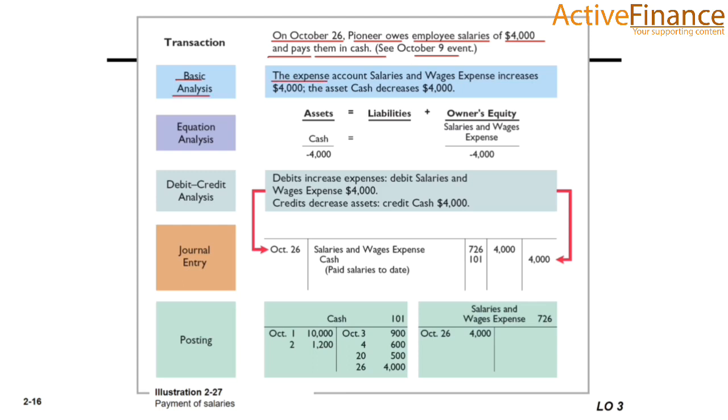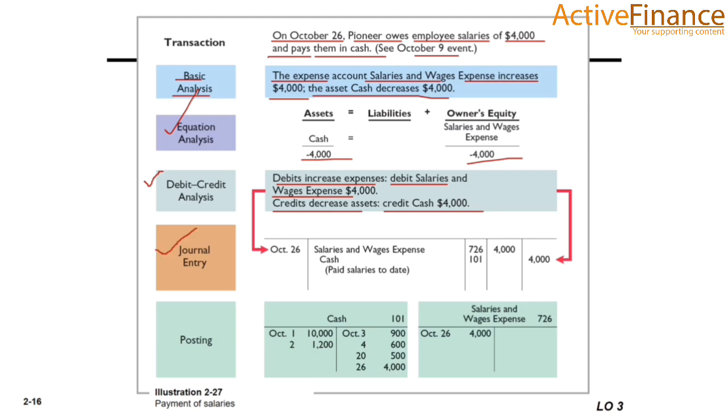The expense account, salaries and wages expense, increases, and the cash decreases by 4,000. So in the equation analysis, assets decrease by 4,000, which implies salaries expense decreases equity by 4,000. In the debit and credit analysis, debit increases expenses. If expenses increase, they will be debited, so we will debit salaries and wages. And credit decreases assets. If an asset decreases, we will record cash 4,000 on the credit side.